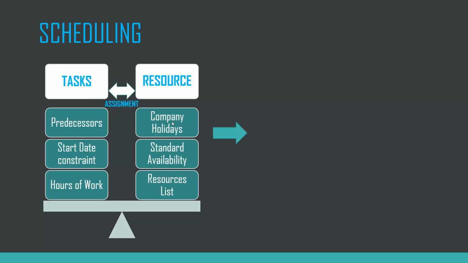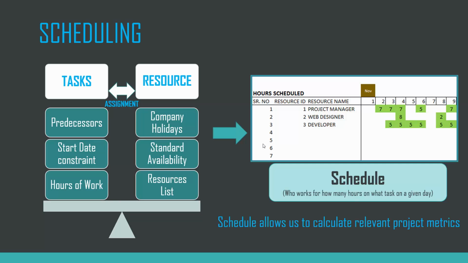Given these inputs, what we want to do is to create a schedule which will look something like this, where we know, hey, this is the resource, and on this day, the resource is going to work 7 hours on this project or 8 hours on this project. That is the actual schedule that is built, and the schedule could be at the resource level, at the project level, or at the task level. And once we build that, it allows us to calculate all the other relevant project metrics.